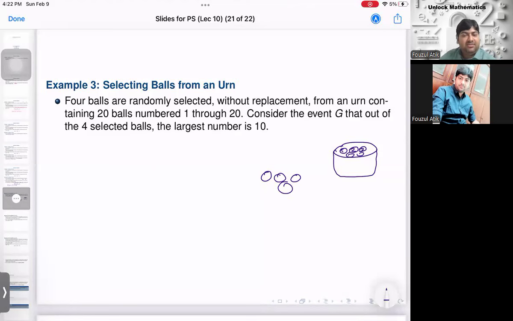Now consider the event G that out of the 4 selected balls, the largest number is 10. So one of the balls should have the number 10, and it should be the largest number. So this is our experiment and G is that event.